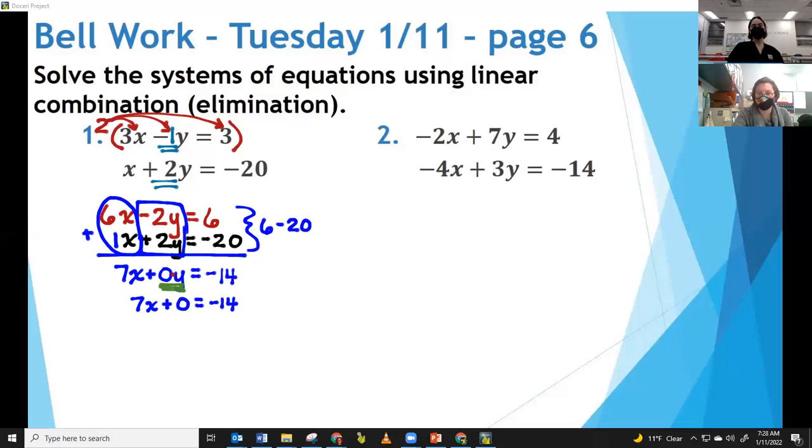If I add nothing to something that I've got, it doesn't change it. 7 plus 0 is 7. 5 plus 0 is 5. 150 plus 0 is 150. 7x plus 0 is just 7x.